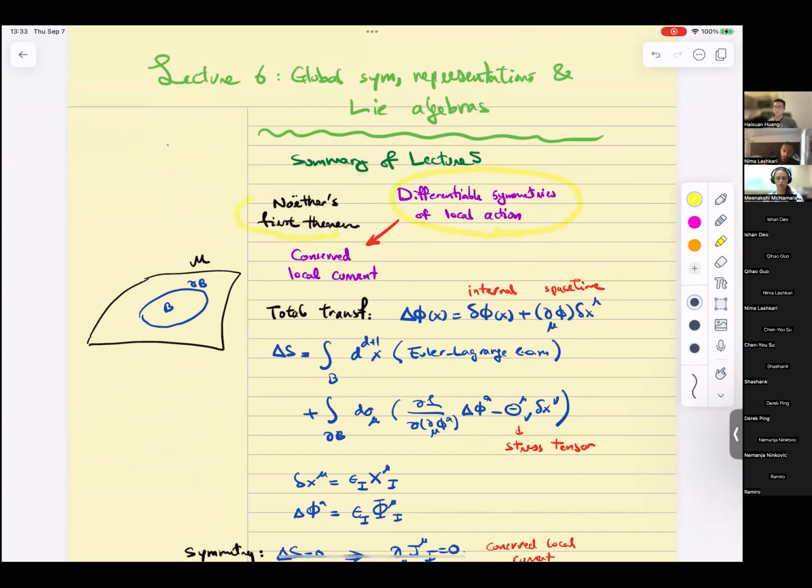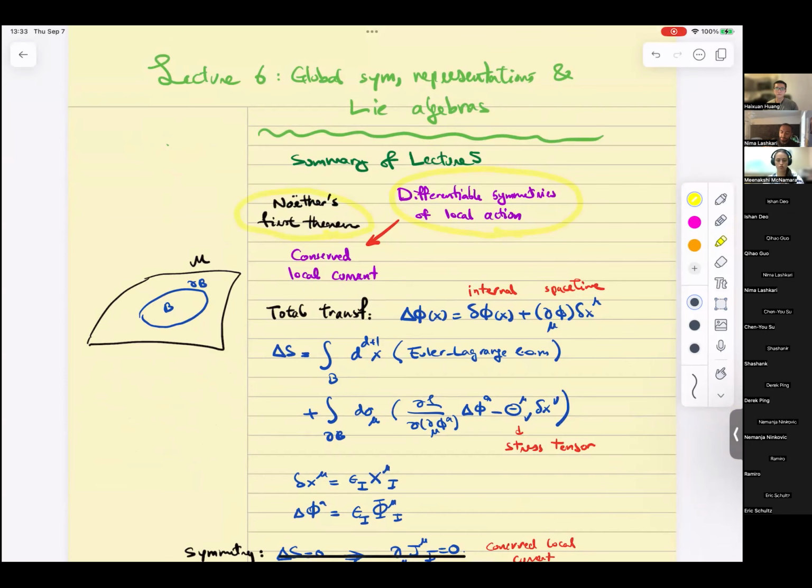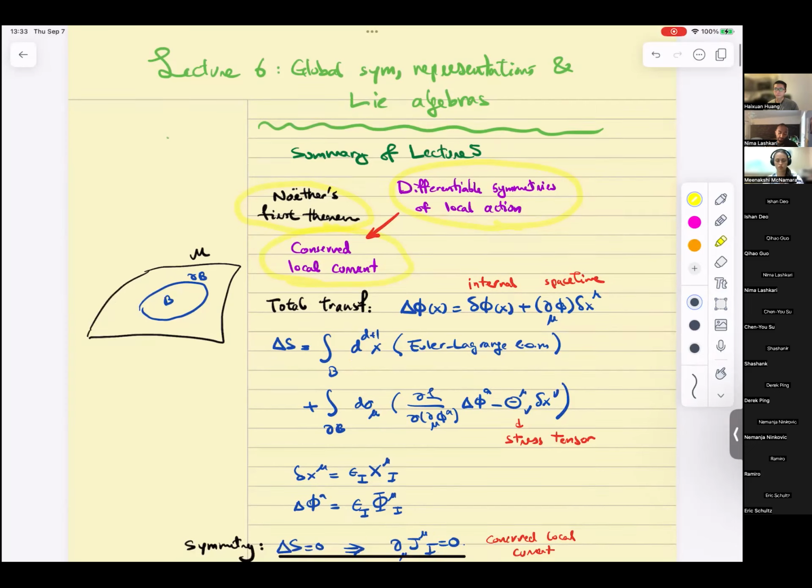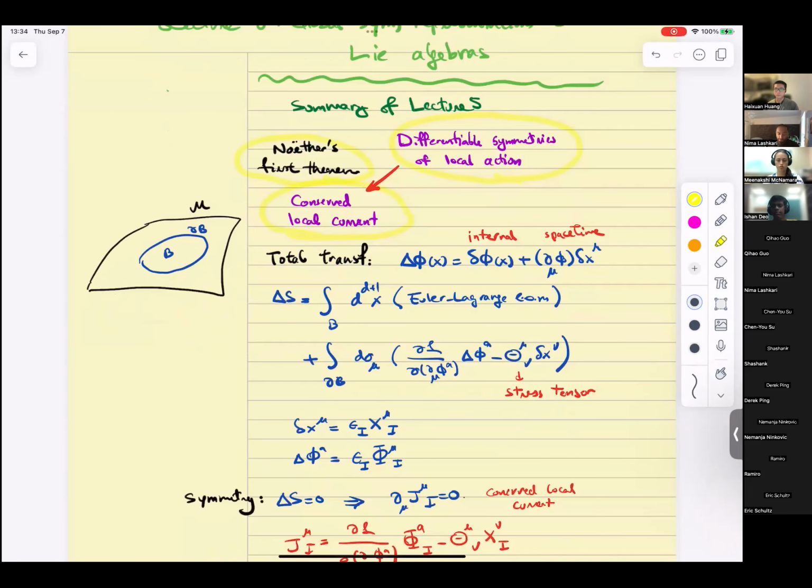And we discussed Noether's first theorem that says every time you have differentiable symmetries of your local action, you obtain conserved local currents, right? So how did we do that? We took the space-time manifold, right? We took a finite region of space-time, we called it B, and kept the boundary of B explicit. We said that we're going to make a total transformation of the field. So there will be a bit that is internal, and then there will be a bit that is space-time transformation.